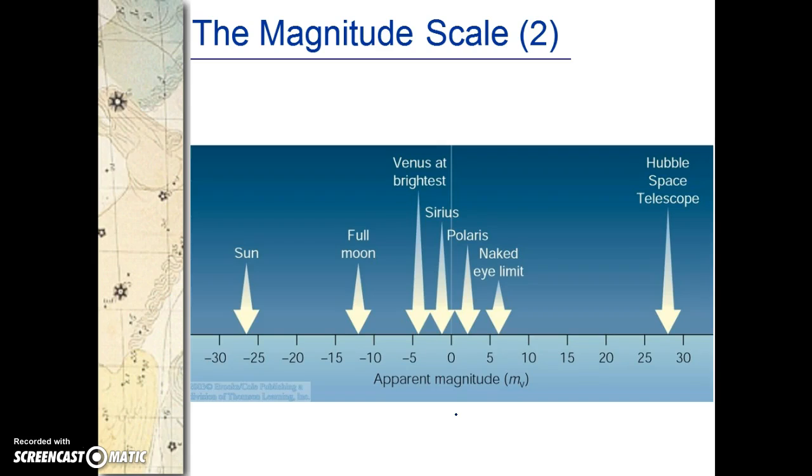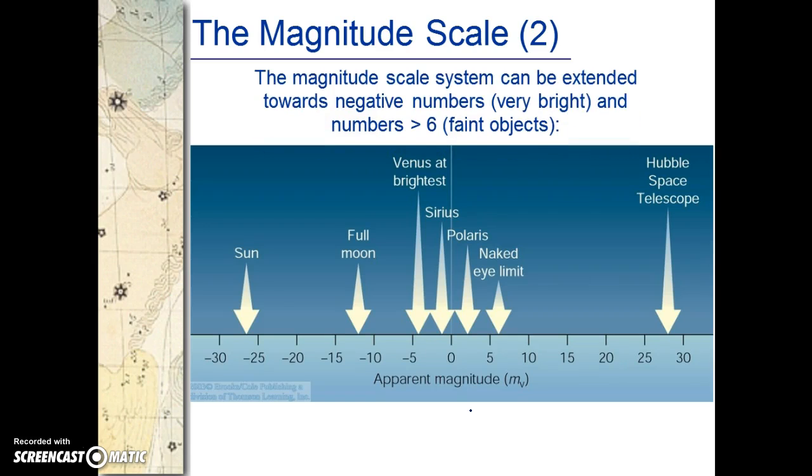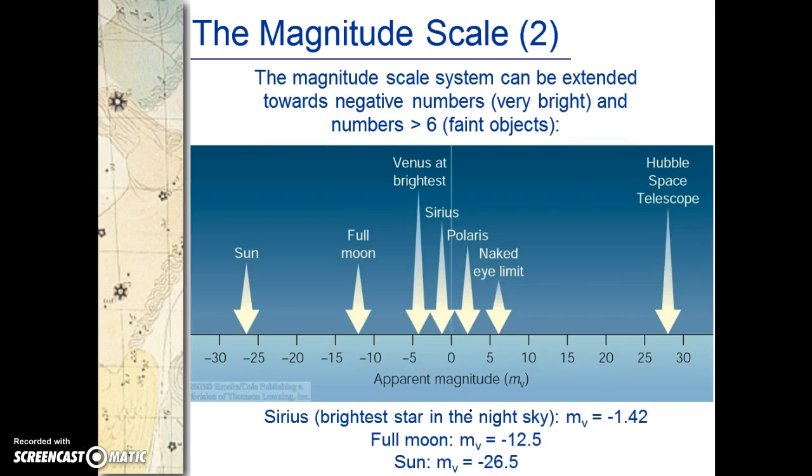Here's a scale that shows us the apparent magnitude of different objects. You notice that it goes from negative numbers to positive numbers. The smaller the number, the brighter the object. The bigger the number, the fainter the object. So the sun here is pretty bright because it's at about negative 26.5. The full moon is at negative 12.5. It's pretty bright on a full moon. Sirius is the brightest star in the sky, and it's at negative 1.42.